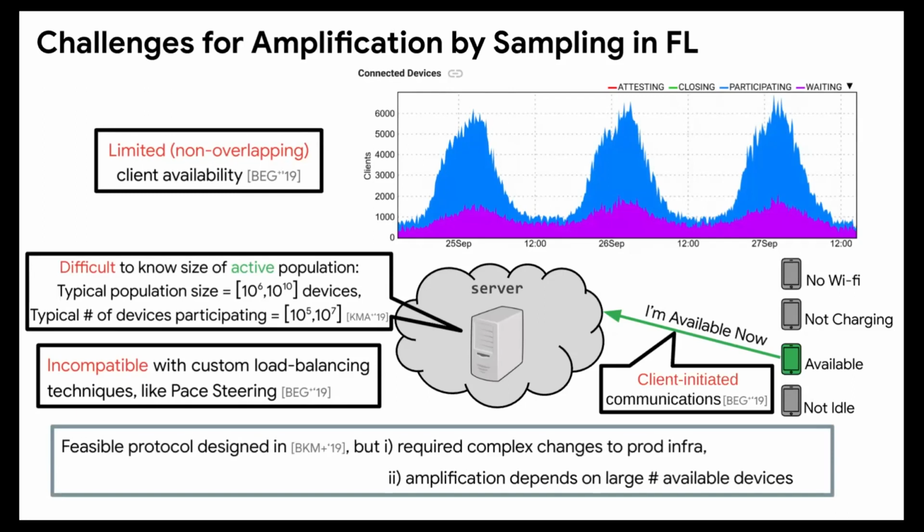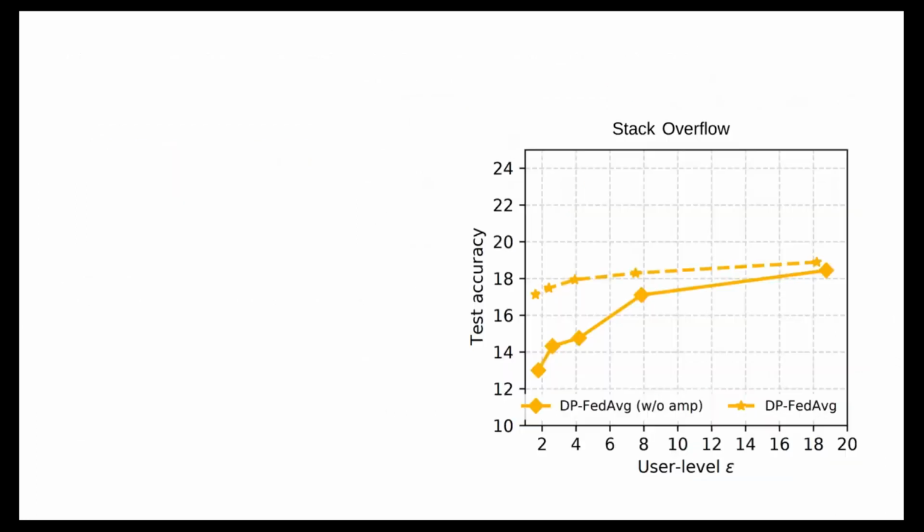Some of our colleagues designed a protocol that allows you to do local client sampling that can be used for privacy amplification. But that one requires very complex changes to our current system. And this amplification also depends on a large number of available devices, which is not always true during the training process. So let's go back to this curve showing the privacy utility trade-off for amplified and non-amplified DP-Fed averaging algorithm.